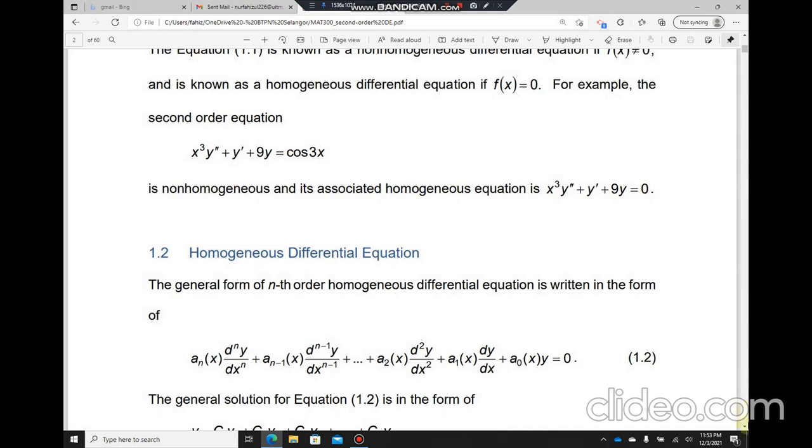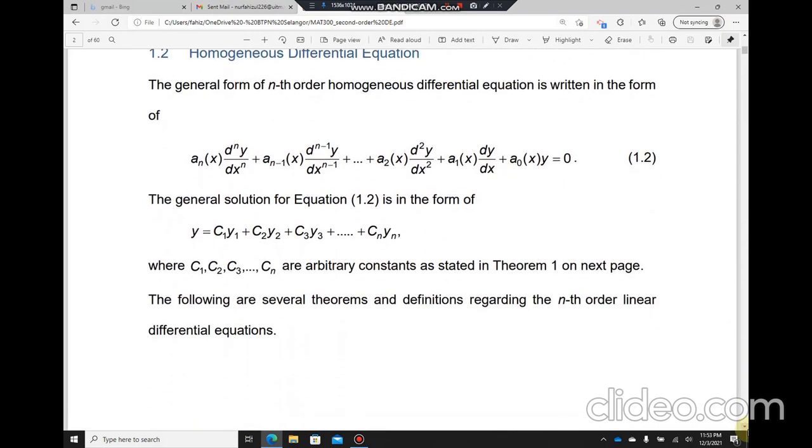Okay, so homogeneous differential equation, the general form of n order homogeneous differential equation is written in the form of, okay, so yang ni kita boleh tulis dalam bentuk homogeneous differential equation. Okay, yang ni sebenarnya awak dah jumpa dah dalam topik linear differential equation. Okay, the general solution for equation 1.2 is in the form of y equals to c1y1 plus c2y2 plus c3y3 until cn yn, where c1, c2, c3, cn are arbitrary constants as stated in Theorem 1 on next page. The following are several theorems and definitions regarding the nth order linear differential equation.